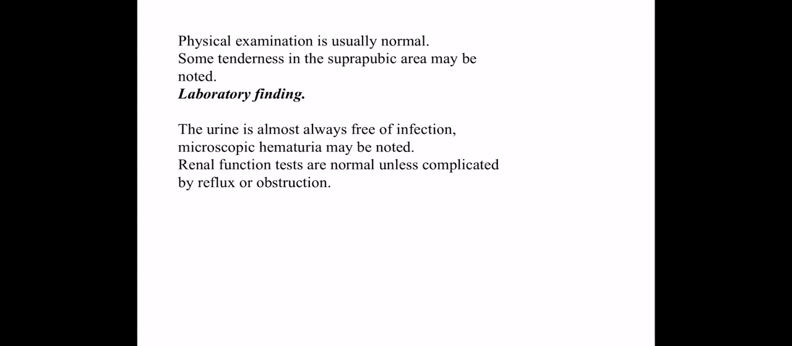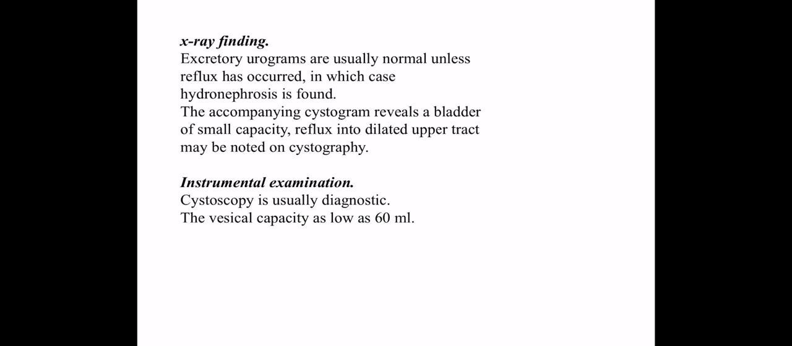Physical examination is usually normal. Some tenderness in the suprapubic area may be noted. Laboratory findings: the urine is almost always free of infection. Microscopic hematuria may be noted. Renal function tests are normal unless complicated by reflux or obstruction. Excretory urography is usually normal unless reflux has occurred, in which case hydronephrosis is found. Accompanying cystogram reveals a bladder of small capacity. Reflux into a dilated upper tract may be noted on cystography.